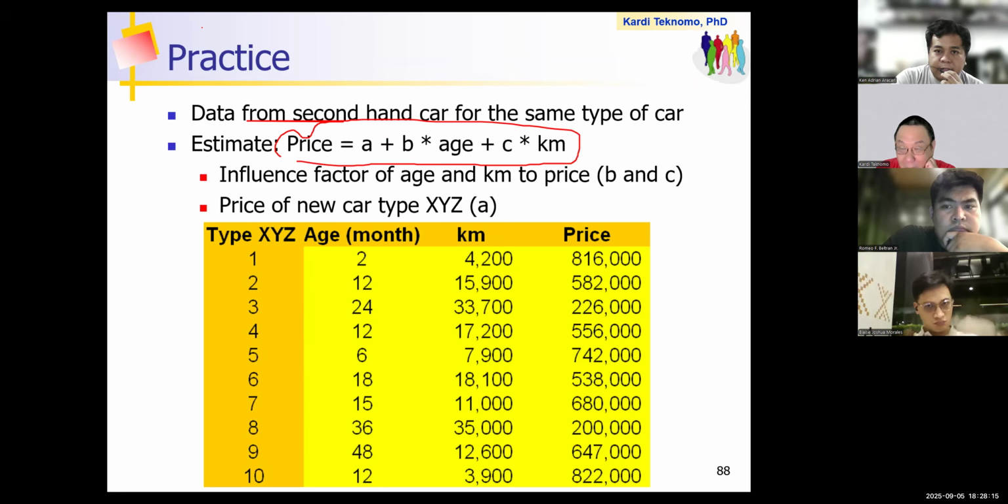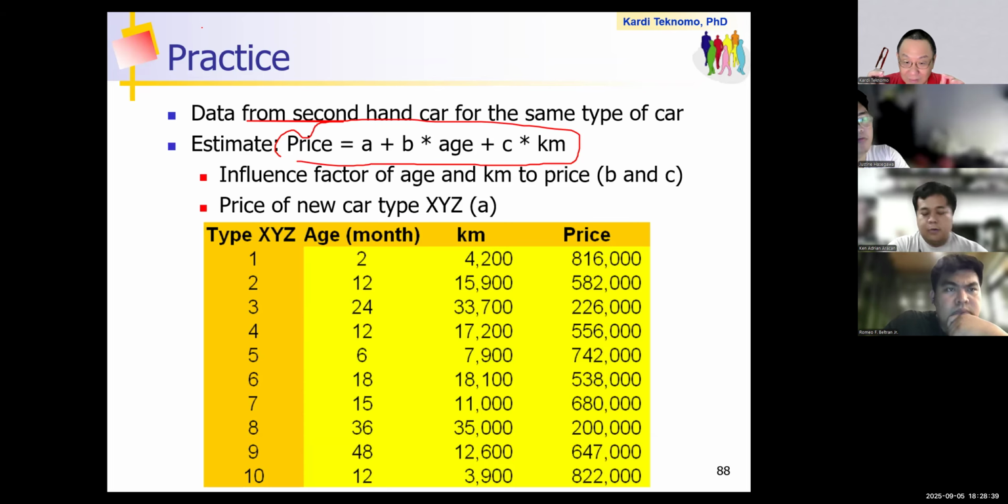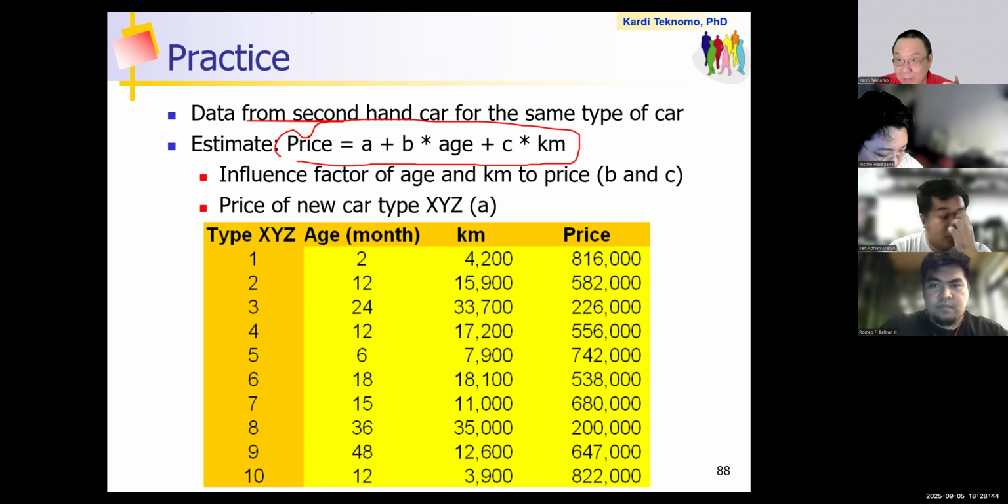B is basically the rate of deterioration of the price based on age, and C is the rate of deterioration of the price based on the kilometrage. Exactly. Excellent, Ken. So the rate means the slope, the change. And Ken mentioned this is deterioration. That means this must be negative, right? So check your result.